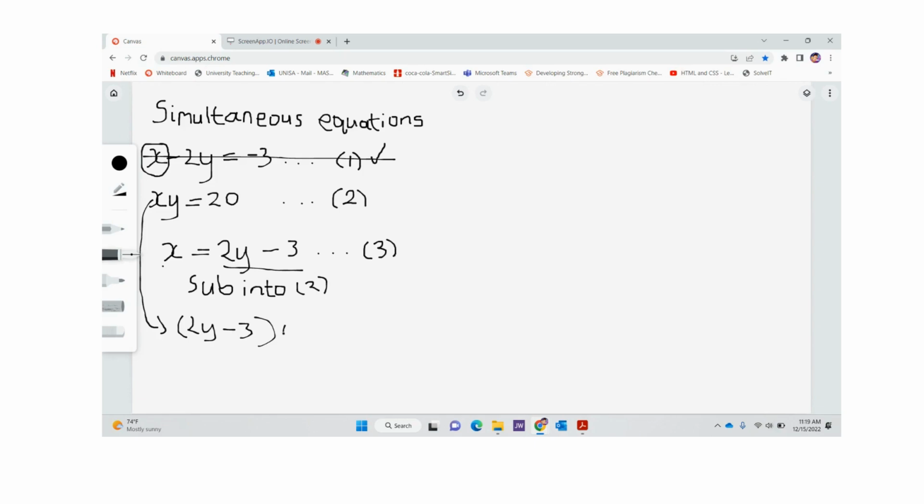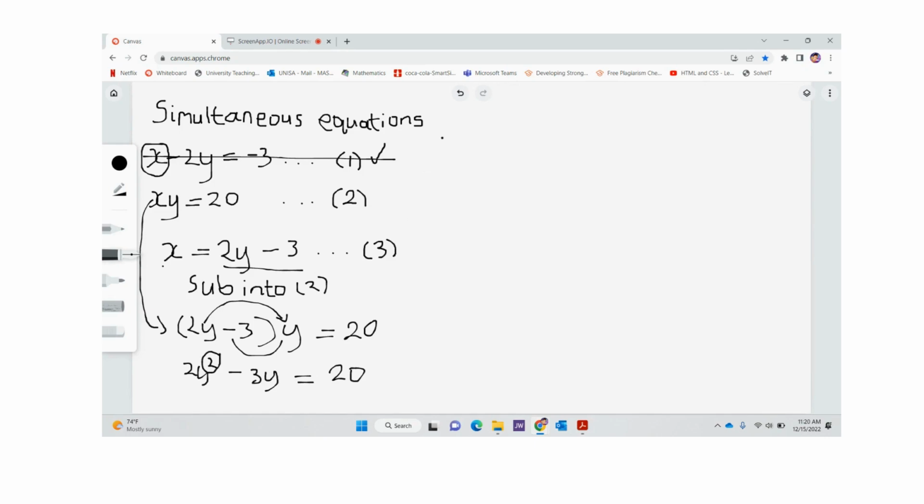Okay, and then we have y, and this is equal to 20. So we are going to break the bracket by multiplying out. 2y multiplied by y will be 2y squared, and minus 3 multiplied by y will be minus 3y equals 20. So we notice immediately that we have a quadratic equation.